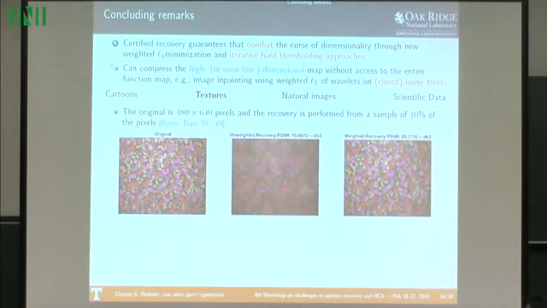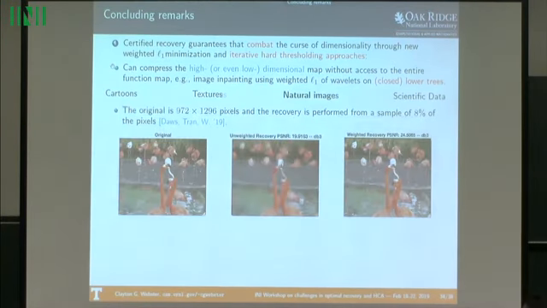We can take a textured image, for example. Look at unweighted L1 versus our weighted L1. And like I said, we're comparing this also to reweighted L1 ideas. This is only using 10% of the samples.